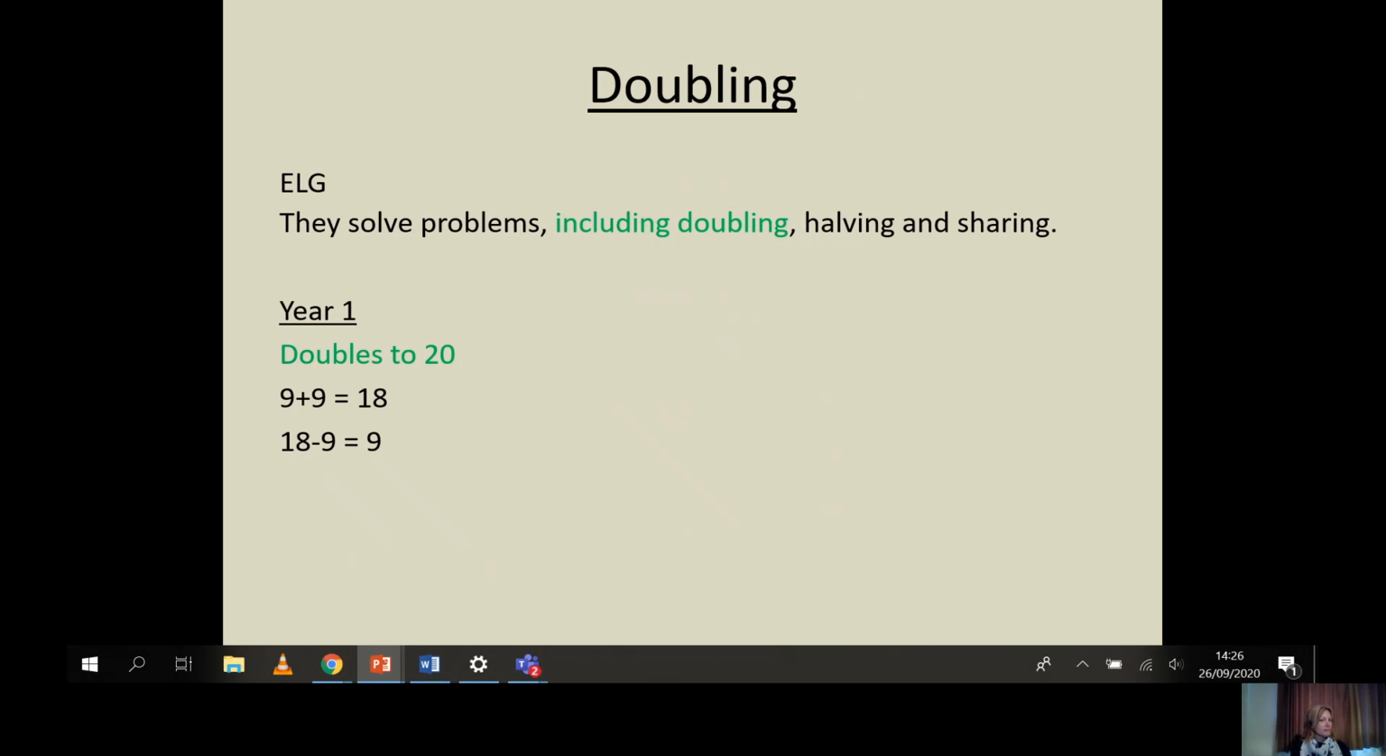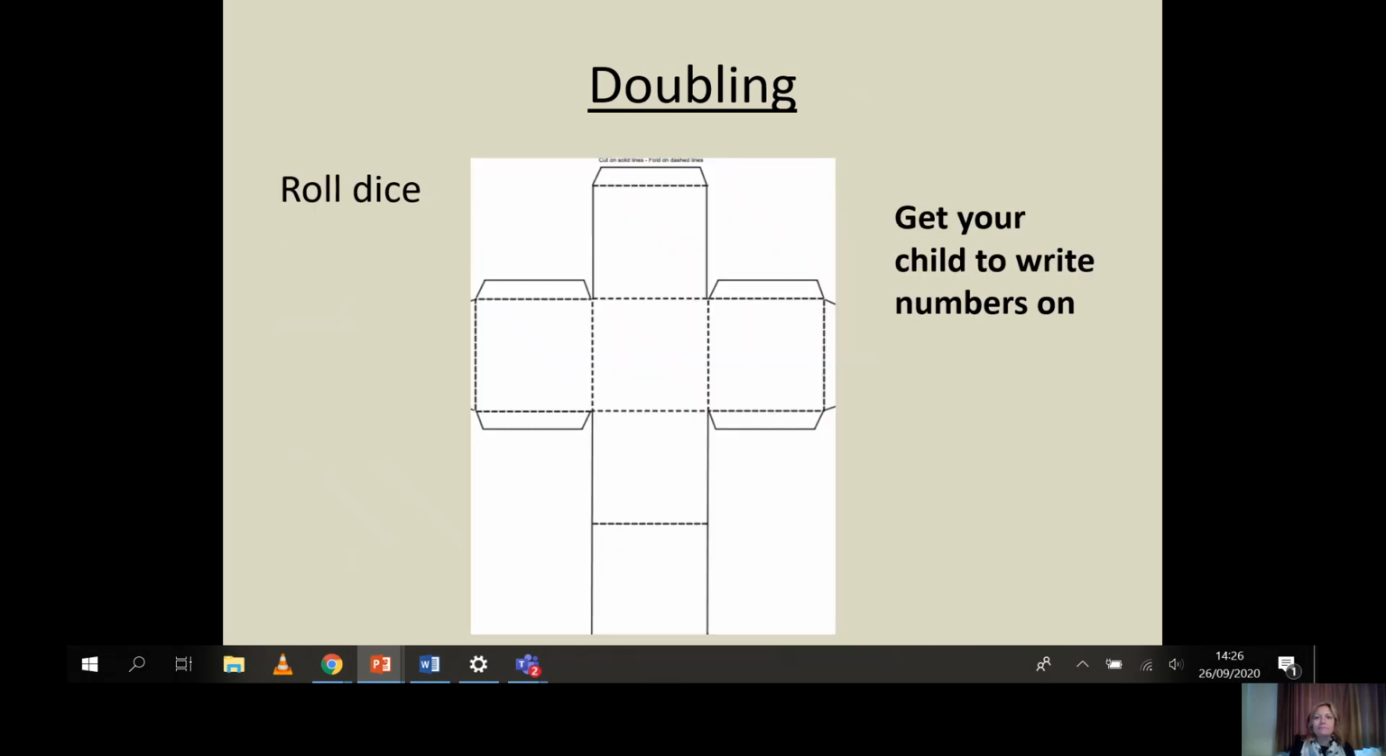So doubles and halving. By the end of year 1, they'd be expected to know that double 9 is 18, double 10 is 20. And again, once they've got them, they've got it, but it's getting the concept as well, which is where some of this other equipment comes in really nicely. A nice idea for a doubling game.